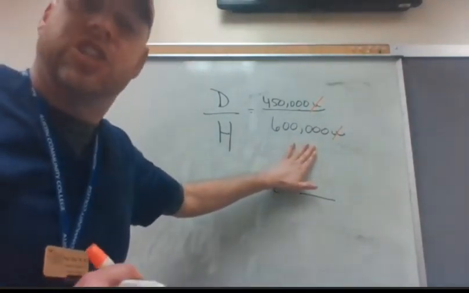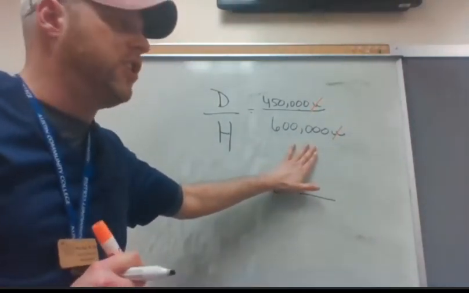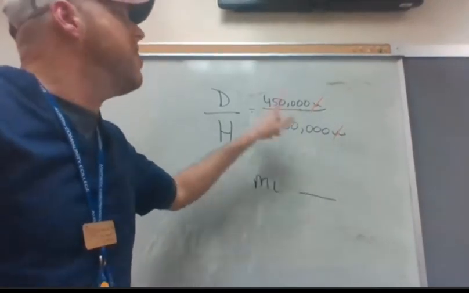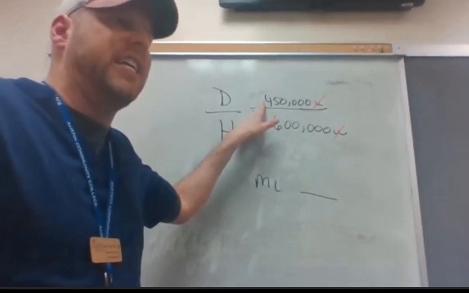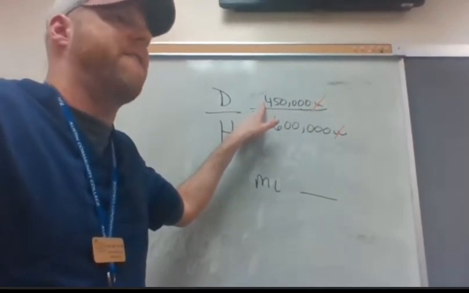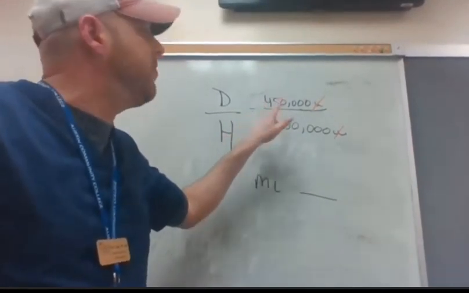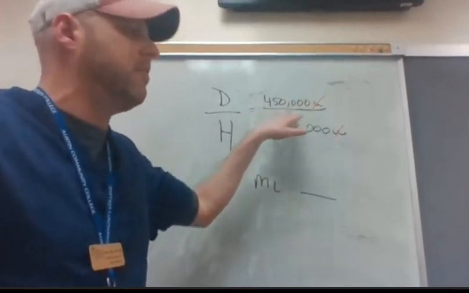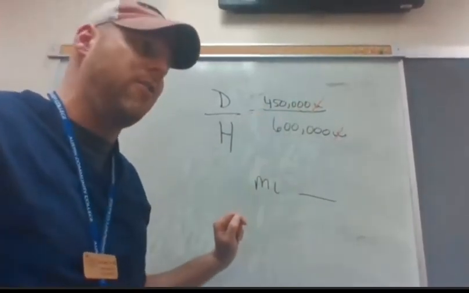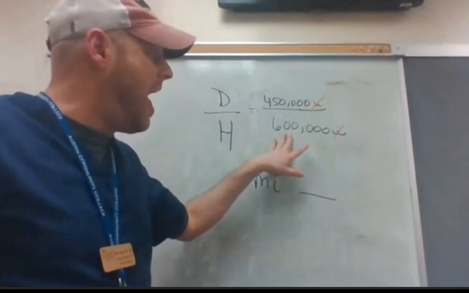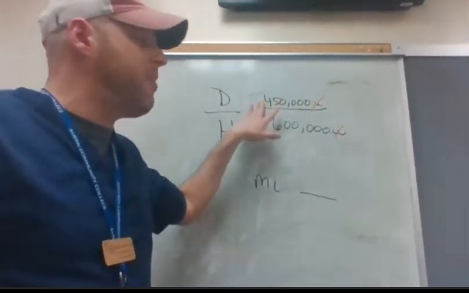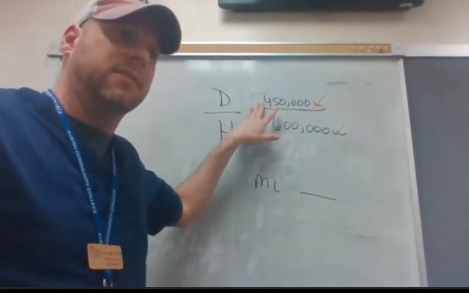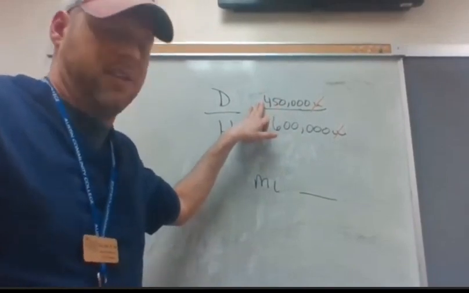You can do this 2 ways. If you're using a calculator, the top number, which is the doctor, always gets entered into your calculator first. So you will enter 450,000 and make sure you have enough zeros, divided by 600,000. So the numerator is first in your calculator.